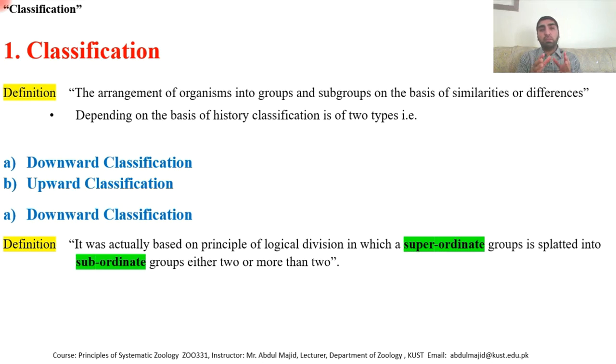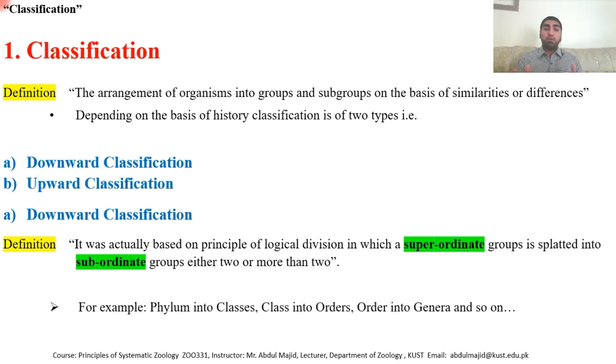If there is too much diversity in the group, the subordinate groups will be more in number, and if there is not much diversity in a super group, there will be only a few subordinate groups. What we do here is divide phylum into classes, and then classes into orders, and orders into genera, and so on.